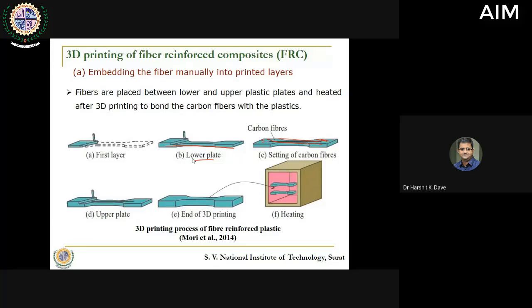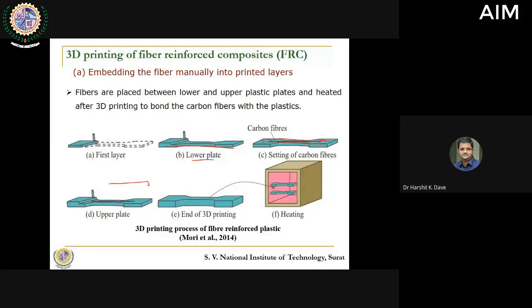Once you set the carbon fibers, this particular case reported by Mori and his team talks about carbon fibers. So I have borrowed the image from their paper. This can be carbon fibers, but it can be other types of fibers also. Once these fibers are laid, the next layer is printed over it. So then the next layer of the polymer is put up. This is how it is done. And then you can have multiple layers.